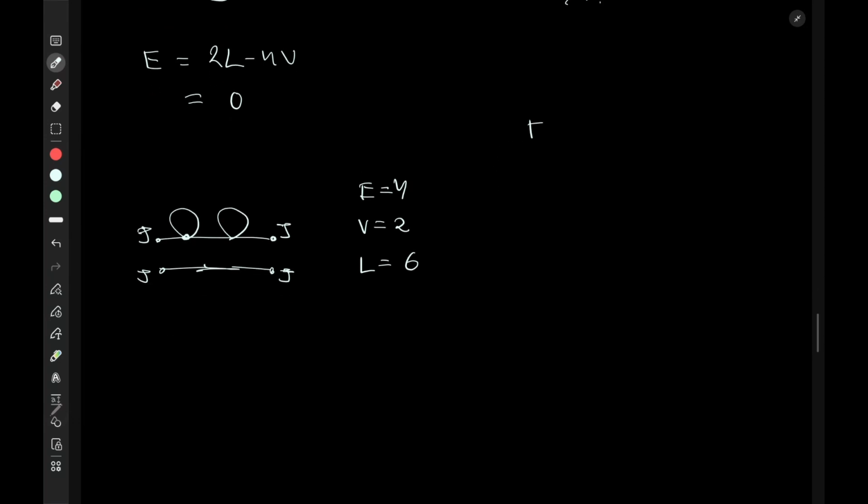Alright, so from Feynman rules we can calculate the corresponding term. It would be j to the power 4 because there are 4 sources, and there will be 1 over 2m square to the power 6 because there are 6 lines, and there are 2 vertices, so there will be a factor of lambda square.